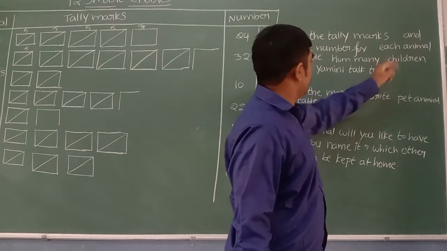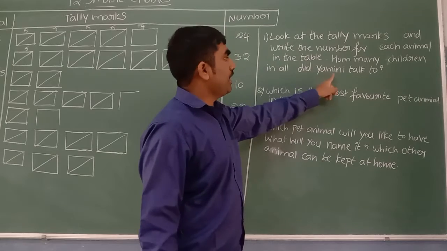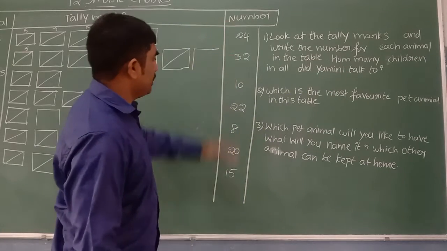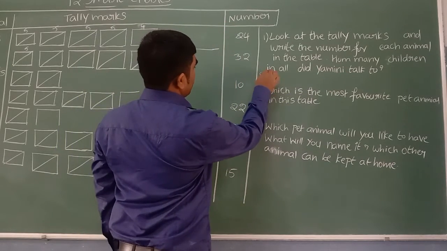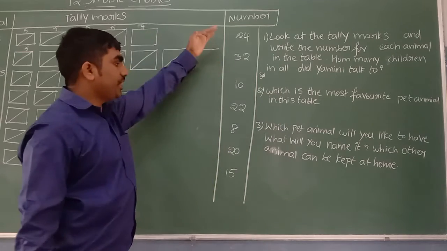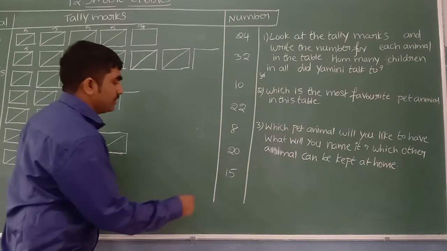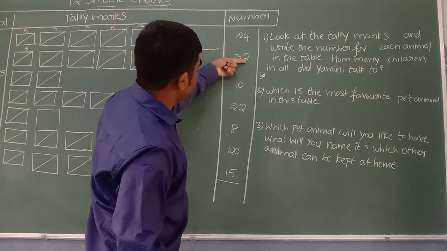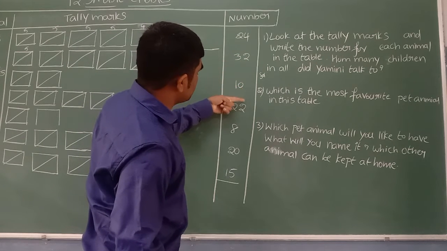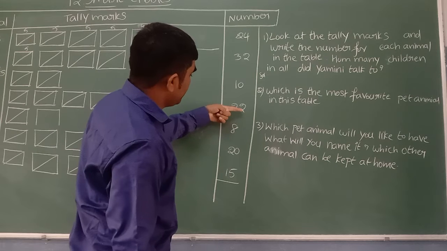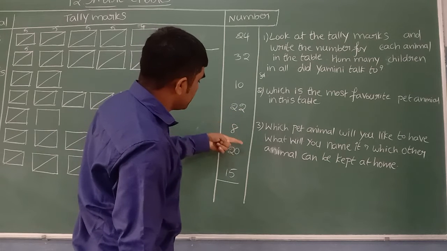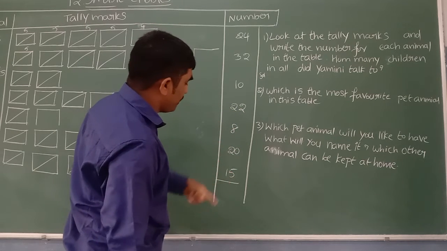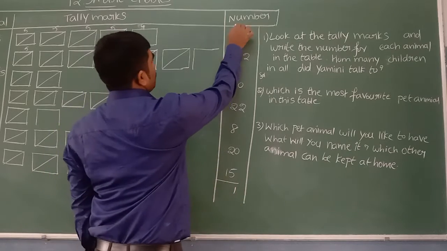How many children in all did Yamini talk to? They are asking the total number of children. So we need to find the total number of children by adding all of these. Let us do the addition here. 4 plus 2 is 6. 6 plus 0 is 6 only. 6 plus 2 is 8. 8 plus 8 is 16. 16 plus 0 is 16. 16 plus 5 is 21. 1 to carry here.